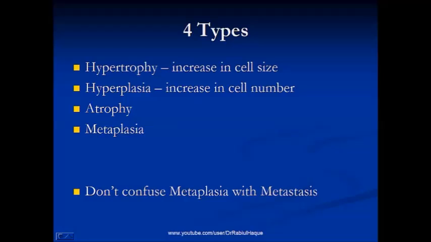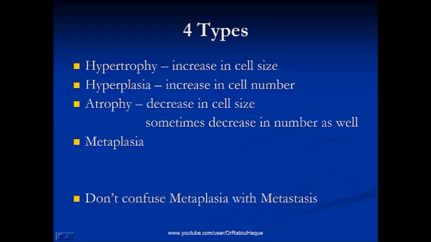Okay. The third one was atrophy. A means absent, trophy means growth. So atrophy means absent or decrease in the growth, leading to decrease in cell size.